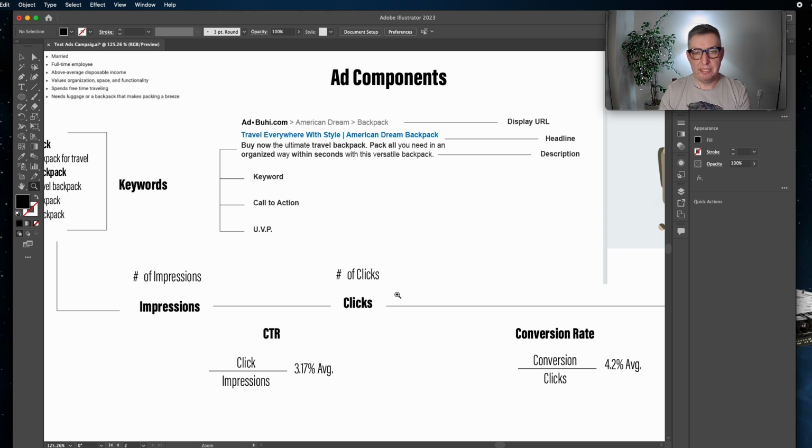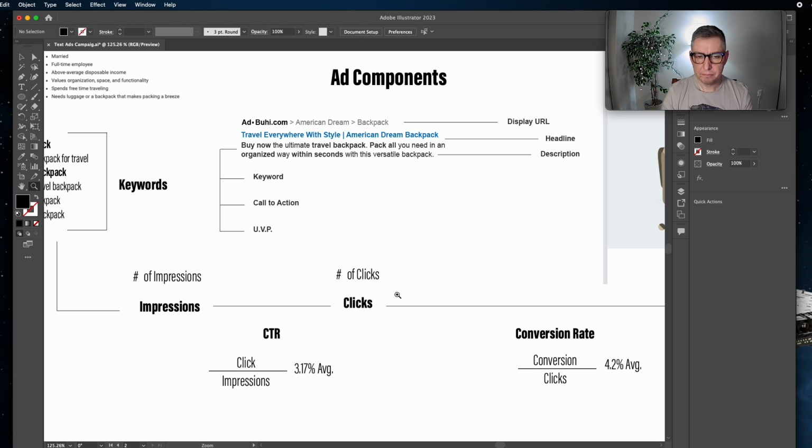So clicks happen basically when your advertisement is shown, served, displayed, and people like what they see and click on your advertisement to know more.